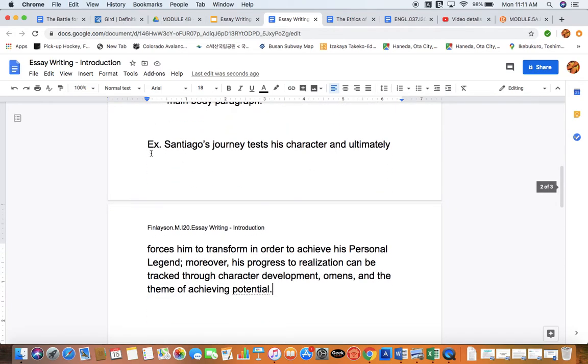Okay, so the thesis punch is the first part of the sentence up to the semicolon, or up to the academic link here, the transition piece. Then we've got our guiding list. So his progress to realization can be tracked through, and then we've got our 3 points here: character development, omens, and the theme of achieving potential.